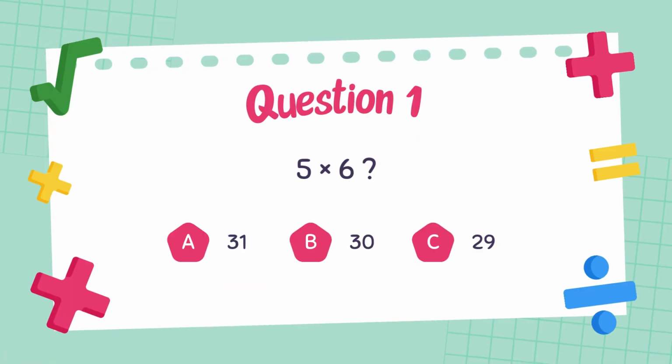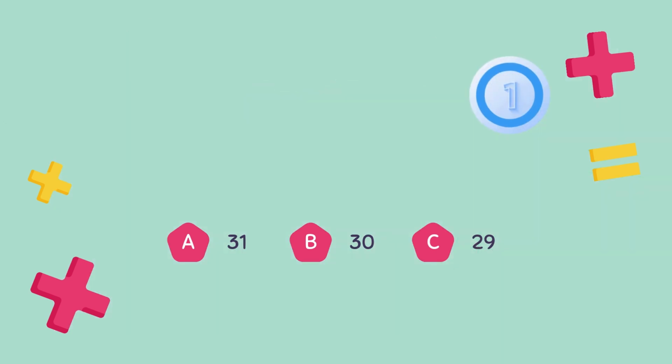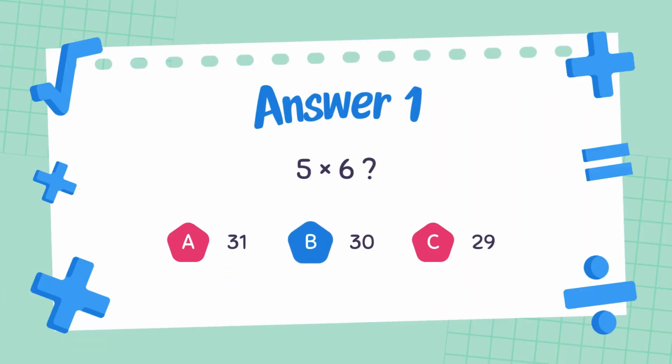Question 1. What is 5 times 6? Is it A, 31, B, 30, or C, 29? The answer is B, 30. Well done, superstar.